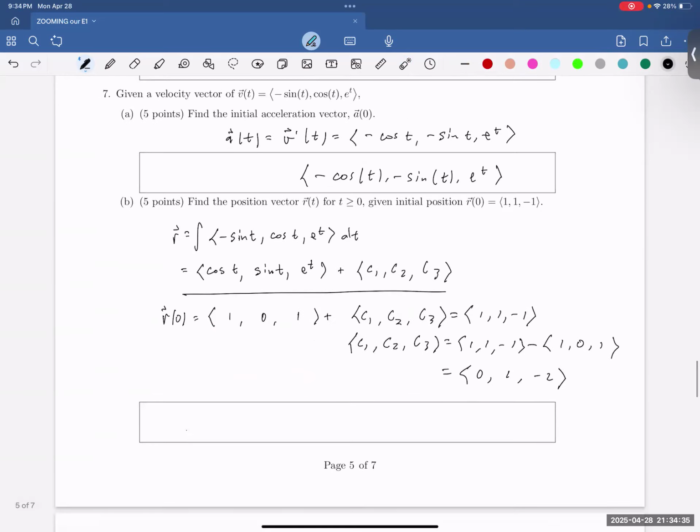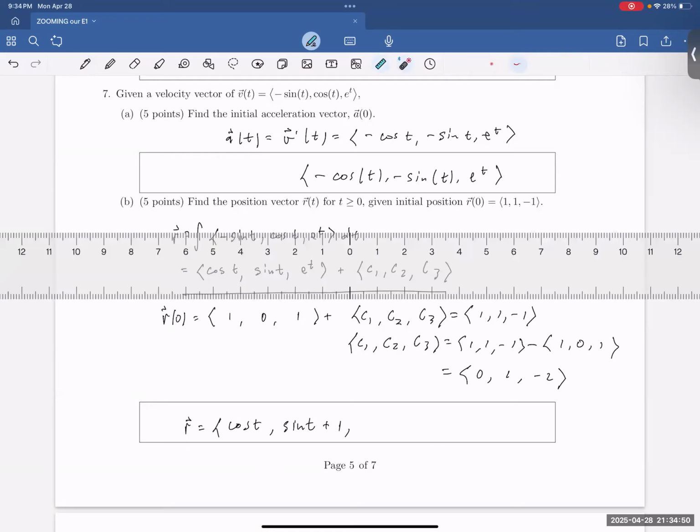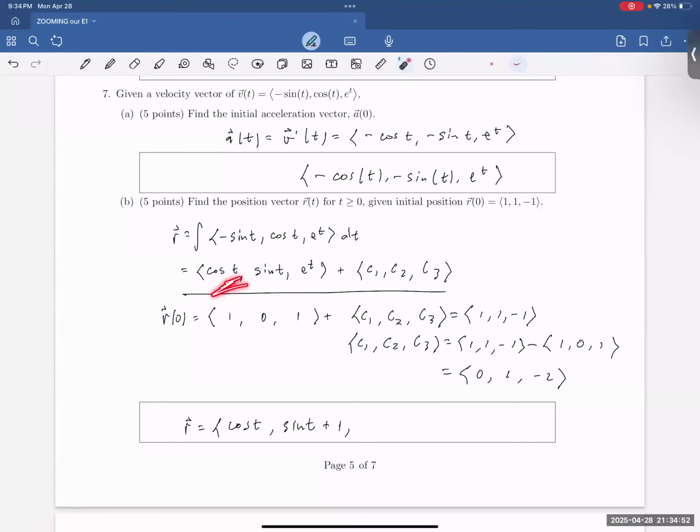So we should end up with vector r is cosine t, sine t plus 1. What we're doing is adding up cosine t plus the constant, and these are the constants. So cosine t plus 0, cosine t, sine t plus 1, there we go. And then I'm going to have e to the t minus 2.